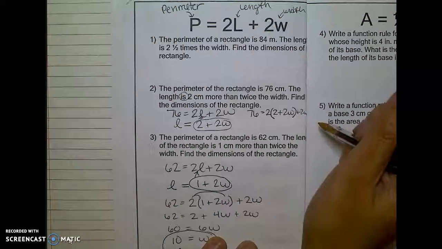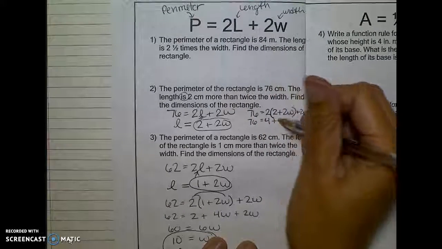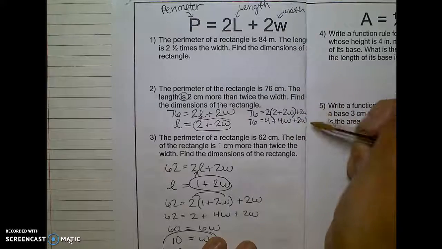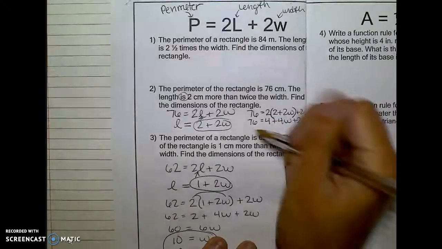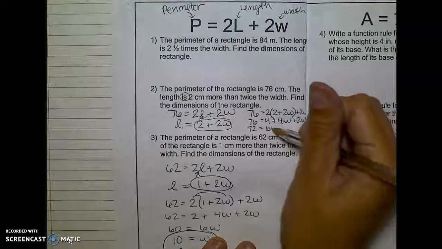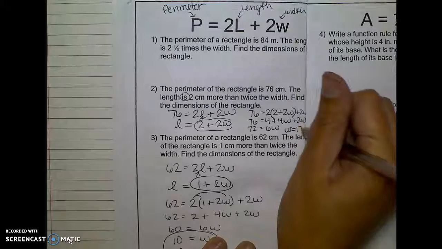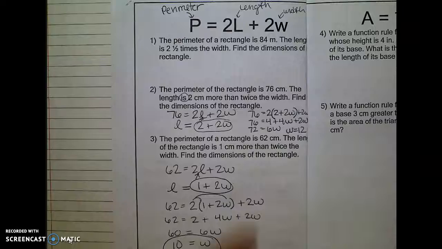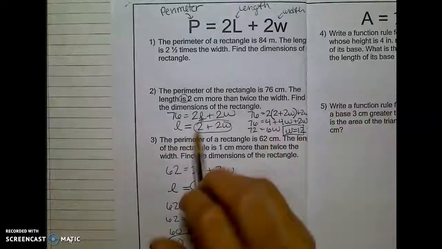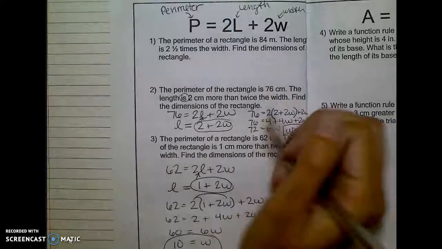Here we will have to distribute, so we'll have 76 equals 4 plus 4W plus 2W. And then I'm going to do some quick solving here. So I'm going to subtract that 4 for 72. I'm going to add that for 6W. And so now I can tell that the width would have to be 12. And if my width is 12, then my length would have to be 24 plus 2, so 26.